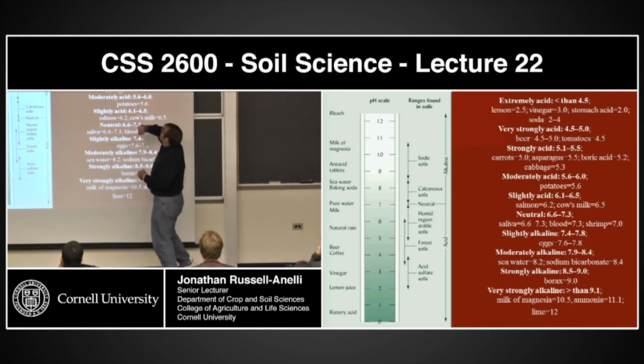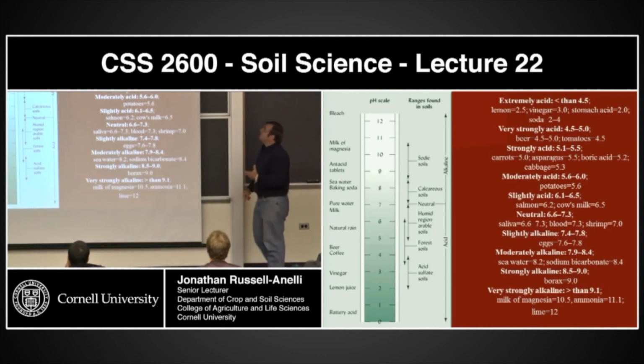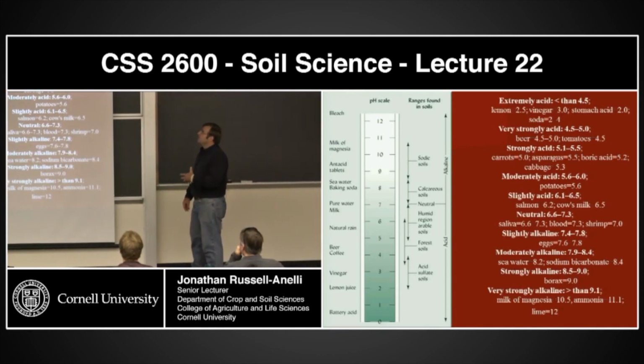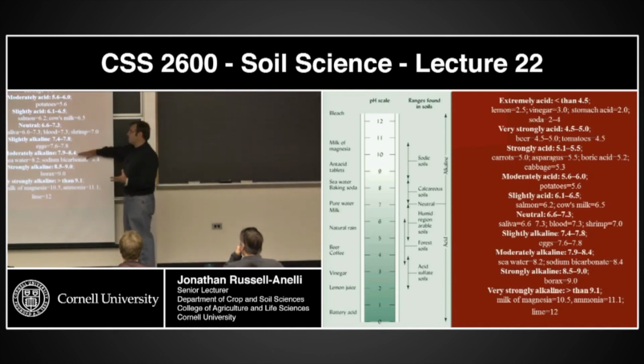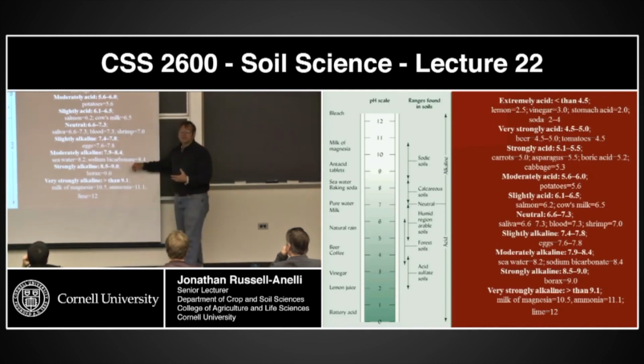All right, at the extremely acid end, you're looking at less than 4.5. You're looking at things like vinegar, stomach acid, soda. Okay, very strongly acidic, 4.5 to 5. You're looking at beer, tomatoes. As you move your way down through this system, you get to moderately alkaline, 7.8 to 8.4. You're looking at seawater, sodium bicarbonate. This is one of the reasons why we take sodium bicarbonate to settle our stomachs, when we have acid reflux or something like that. We throw this in, it neutralizes the acid that's in our stomach, brings it back down to more neutral. Not that our stomachs are not acidic as they are already.